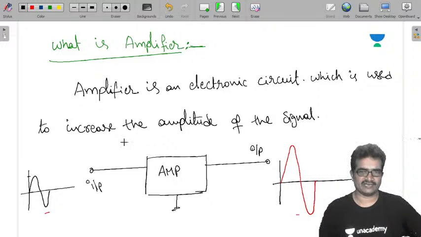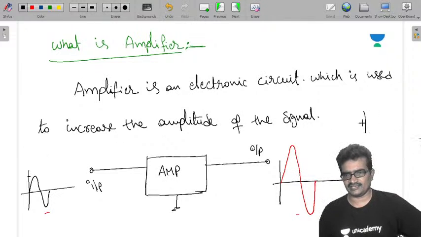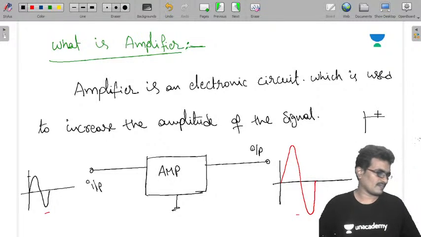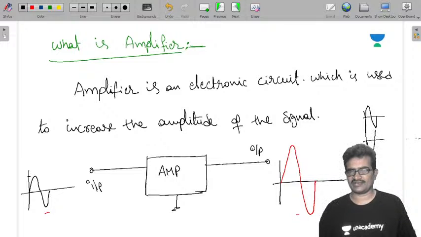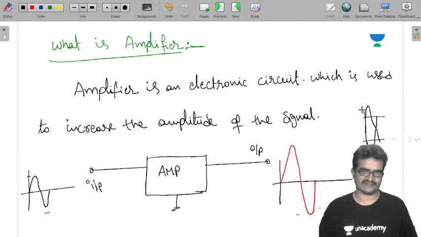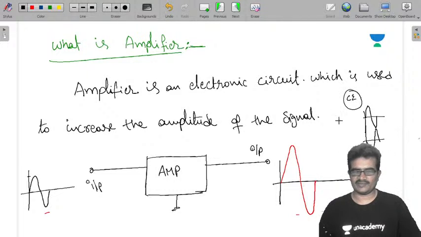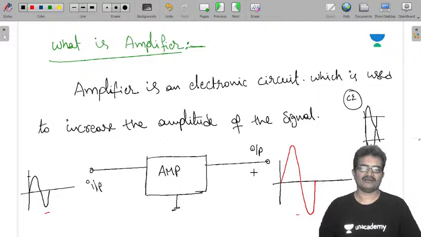We have different types of amplifiers: CE, CB, CC amplifiers, like that. In a CE amplifier, your signal is phase shifted by 180 degrees. That means inverted. If you are applying the signal like this in a CE amplifier, at output it is going to be amplified and inverted. 180 degrees phase shift it is having. That is about the CE amplifier. In the remaining CB and CC, there is no phase shift.